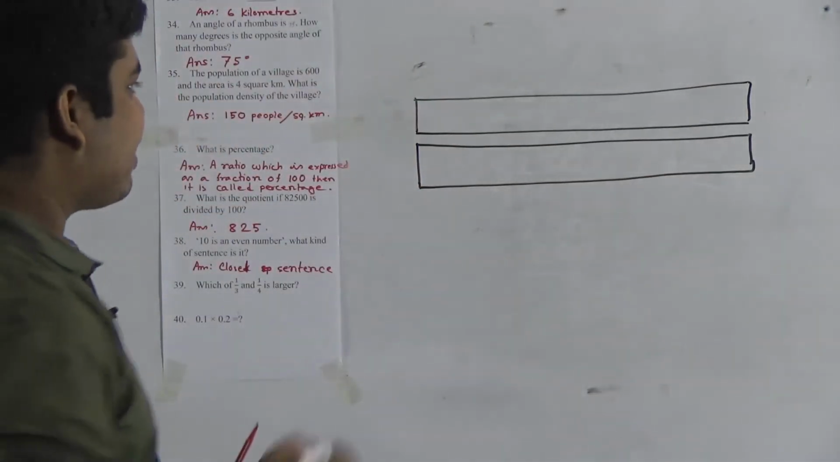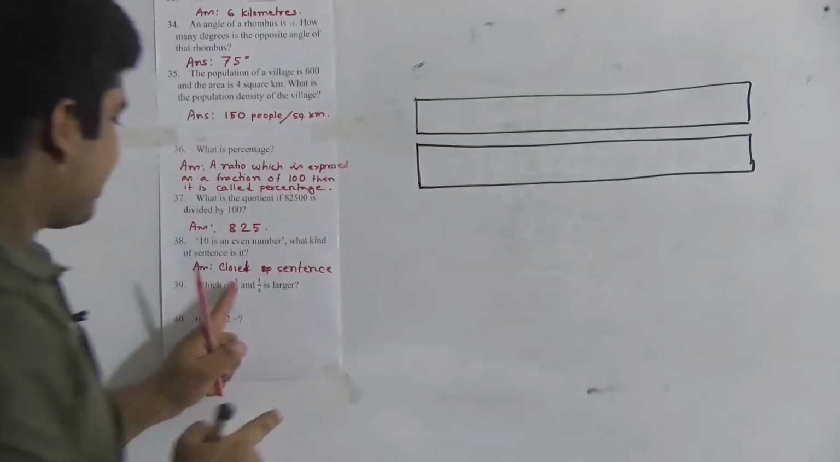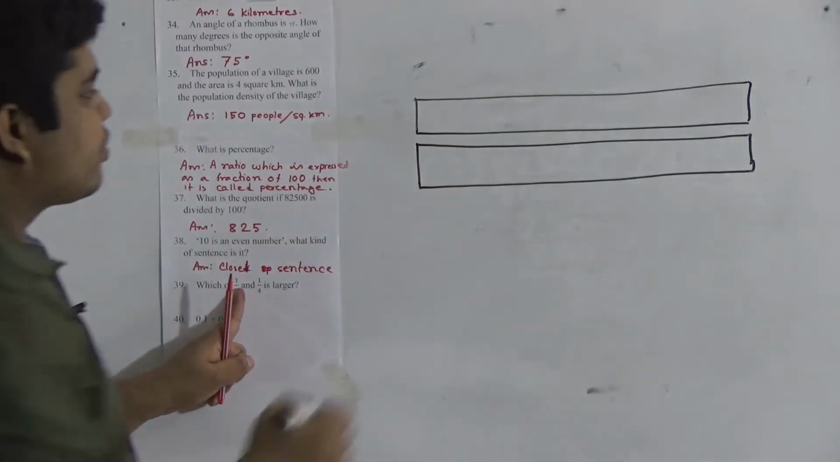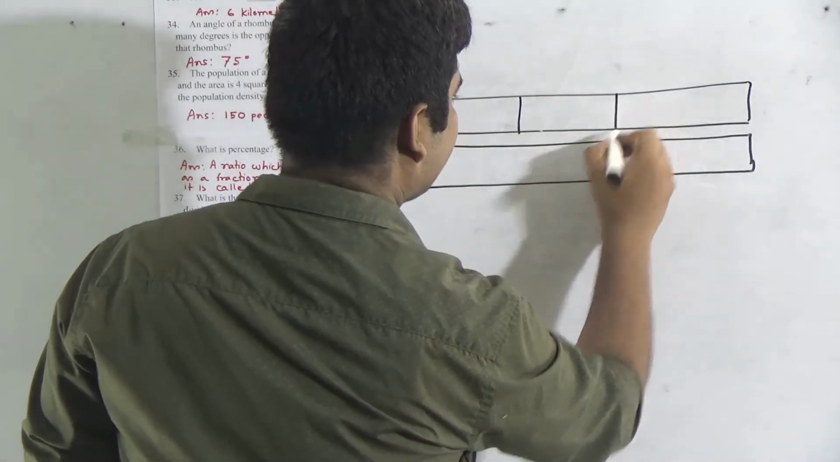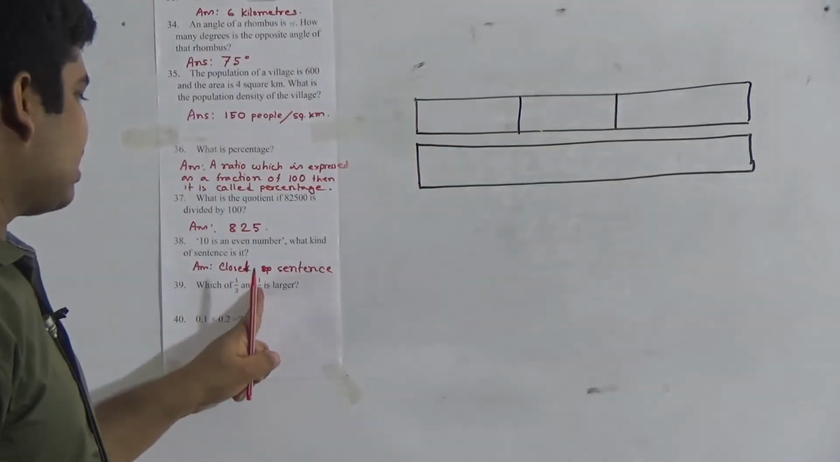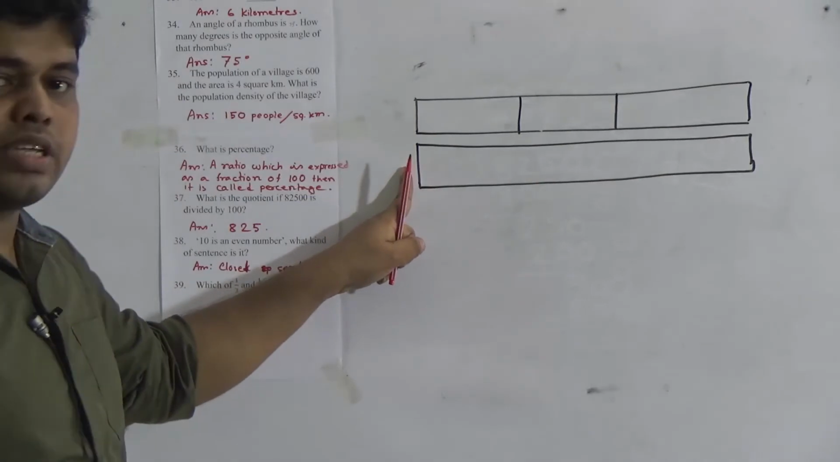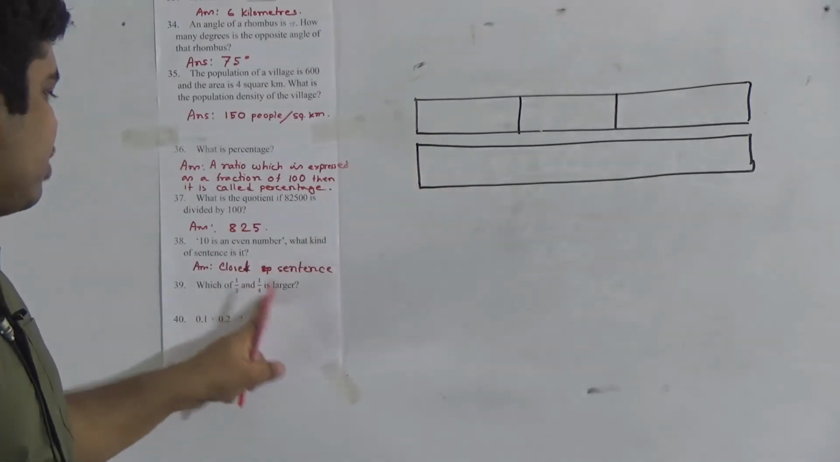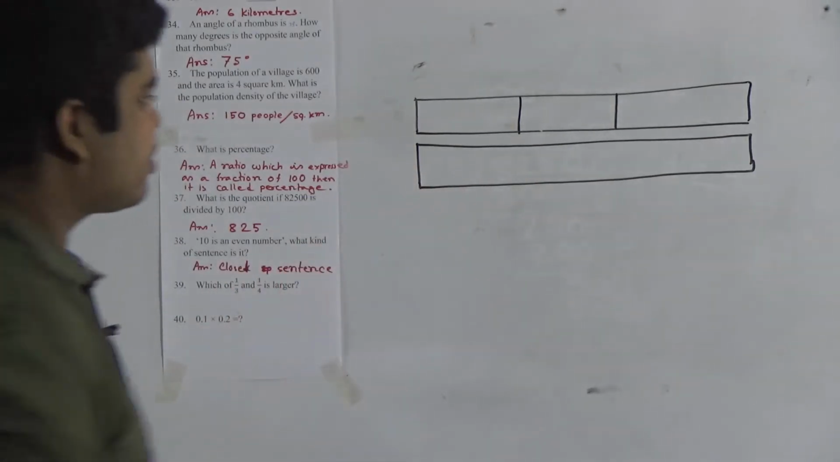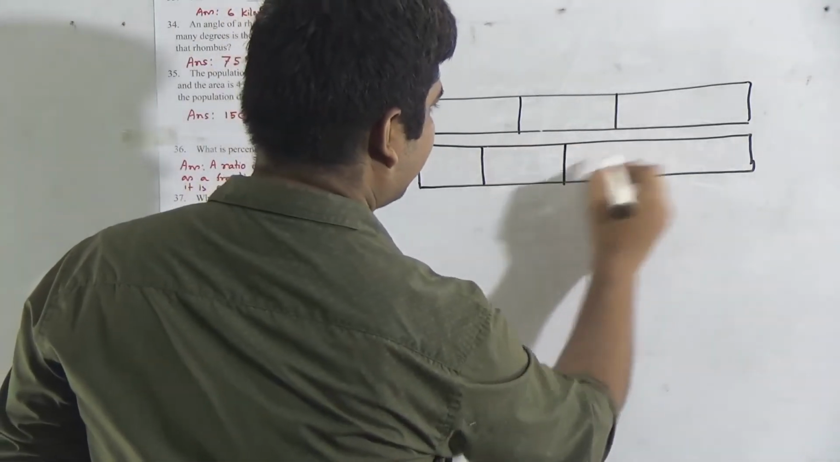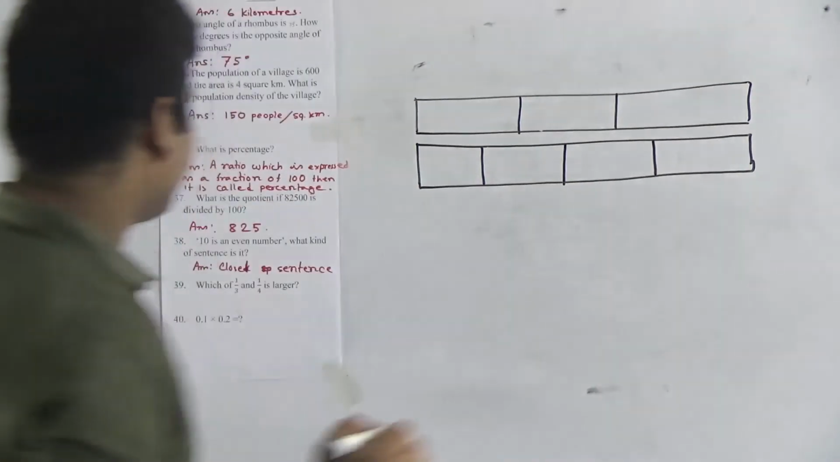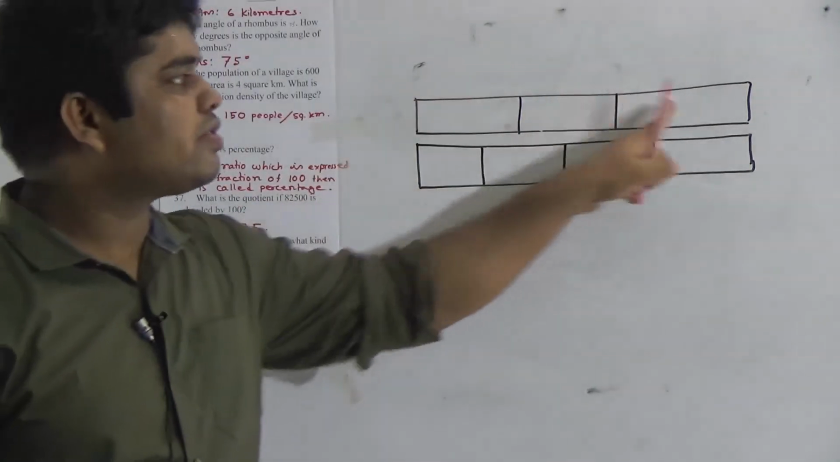At first we divide the first one into 3 parts because the denominator is 3. So write here 1, 2 and 3. And after that the second one is divided into 4 parts as the denominator of the second fraction is 4. So notice 1, 2, 3 and 4.